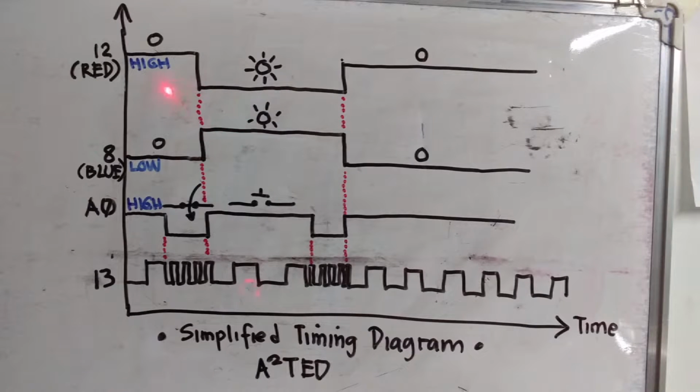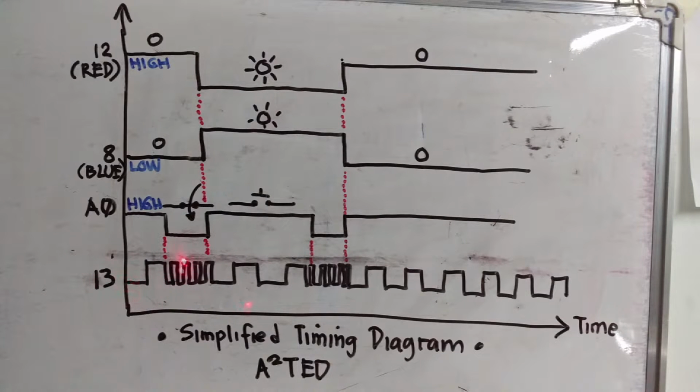You can see here that they were turned on based on how the LEDs are connected. Pin 12 is connected as current sink mode, and pin 8 is connected as current source. So the logic level is entirely different. The red LED is turned on when it is at logic low, while the blue LED is turned on while at logic high.